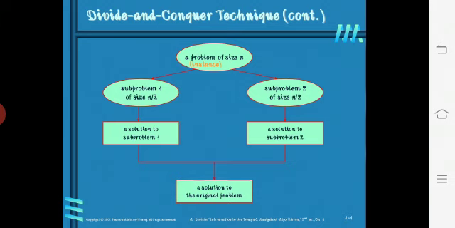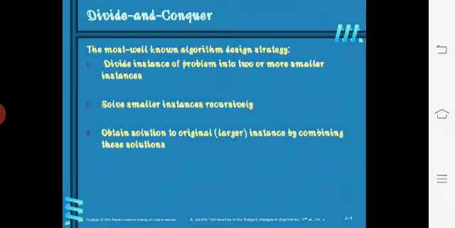Now look at this flow chart. You have a problem of size n that is divided into sub-problems, each of size n by 2. Then you obtain the solution of sub-problem 1 and sub-problem 2. On combining those, you'll get the original problem's solution. So we use a recursive algorithm to solve this.